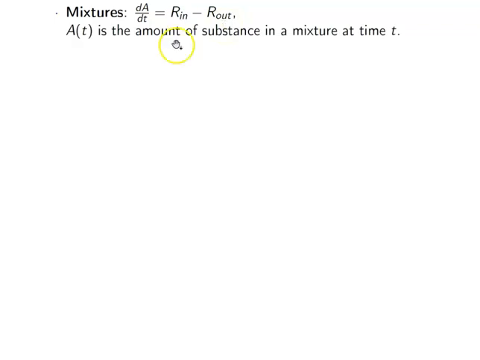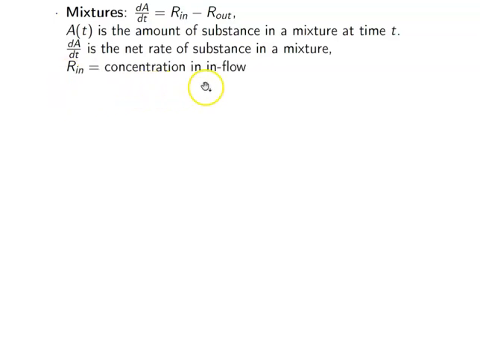Mixtures is a very common one as well. Okay, the rate of change of the amount of a mixture at time t is the rate of an element coming in minus the rate of an amount coming out. Okay, A of t is the amount of substance that is in a mixture. dA/dt is the net rate of substance in a mixture, right? So how much is actually in there at that exact moment.